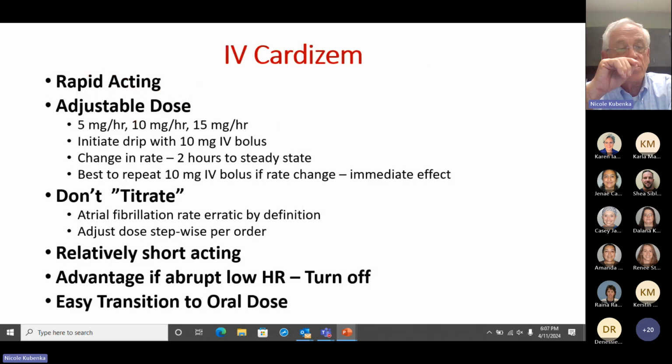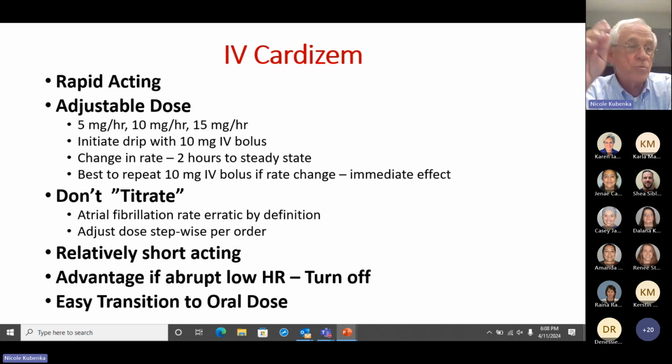Second thing is if the patient's on a rate of 5 and you need to go up to 10, we'll go back to cardizem, sorry. If you're on a cardizem drip at 5 milligrams and the heart rate's still too high and the doc says go to 10, if you just turn the drip to 10, it takes about 2 hours to get to steady state at the new level. If you give a bolus dose right when you make the adjustment, you get the level up quickly, and then the higher rate keeps it there.